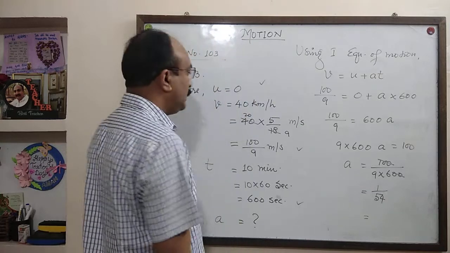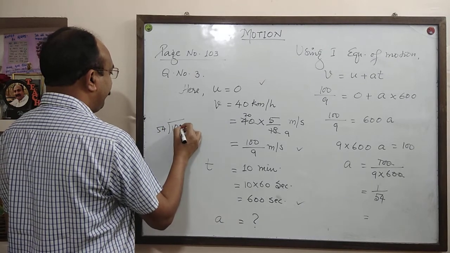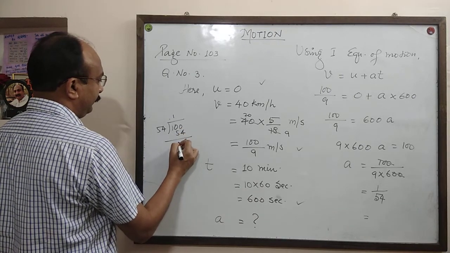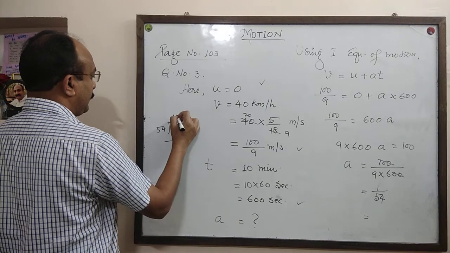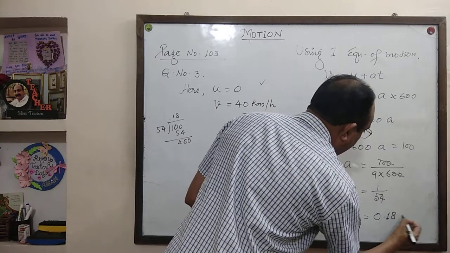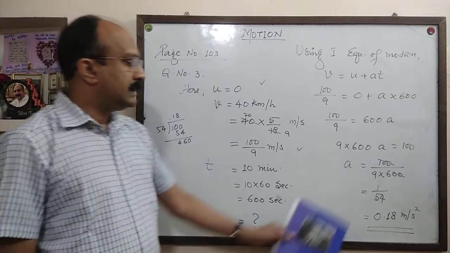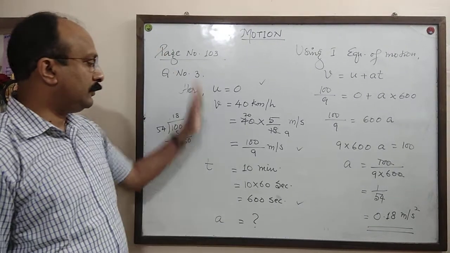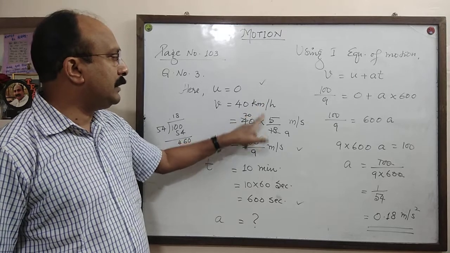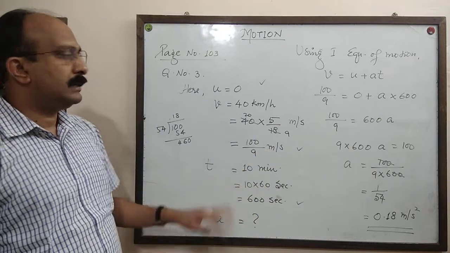Or you can change it into decimal. 1 upon 54 is 0.018 meter per second square. So the answer is 0.018 meter per second square. I hope you understood. Always remember to convert each of the given quantities into SI units. Kilometer per hour into 5 upon 18 meter per second. Minute into 60 seconds. So this is the solution.